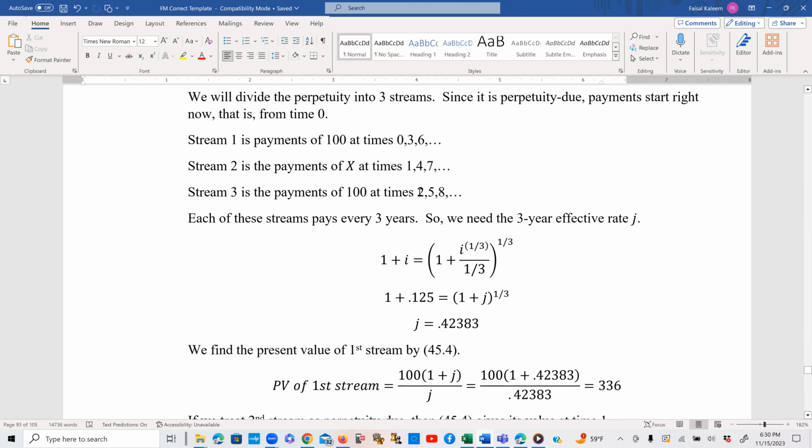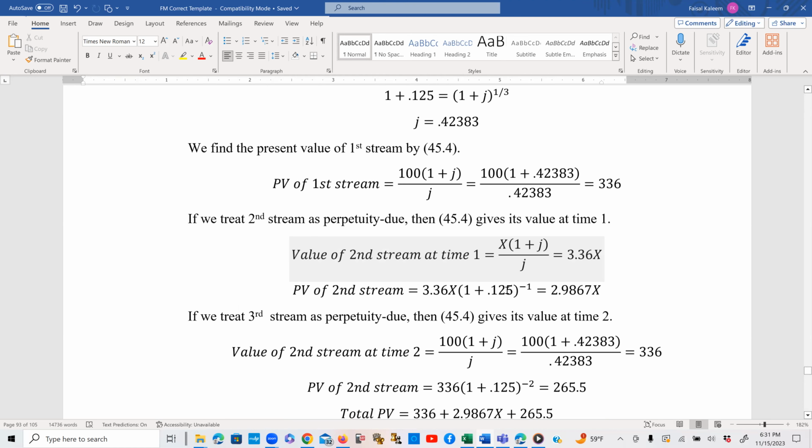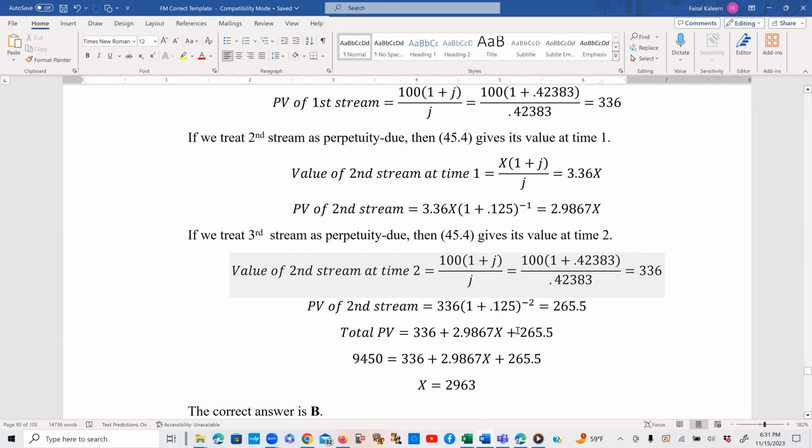And again, if we treat the third stream as a perpetuity due, then the perpetuity due formula will give its present value at the time of the first payment, that is at time 2. So the payments are 100, and you get 100 times (1 plus J) over J, and that's again 336. But now we need to bring it back from time 2 to time 0. So we multiply this time 2 value by 1 plus the annual rate to the power -2, since we are bringing it back 2 years, and that's 265.5.